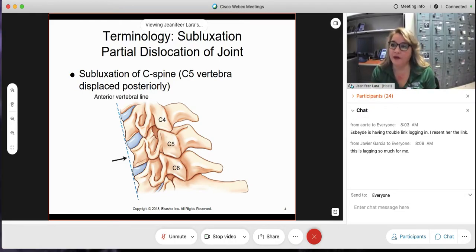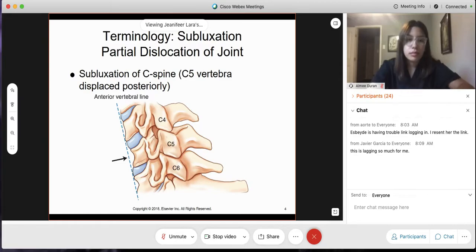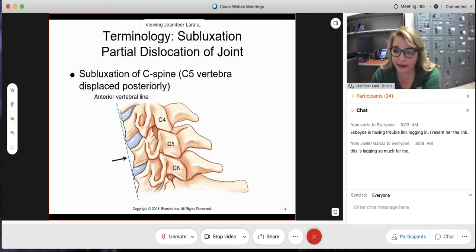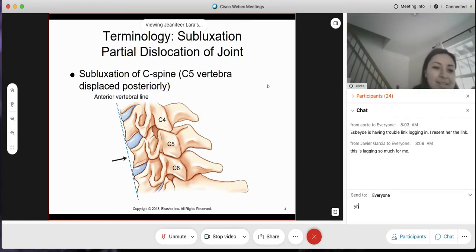Where do you find these definitions? A partial dislocation. It is a partial dislocation, meaning we are not fully dislocated. Subluxation means a partial dislocation. Where did you get that definition from? It's not on this PowerPoint. So where are you looking for these definitions? In the Bontrager book.